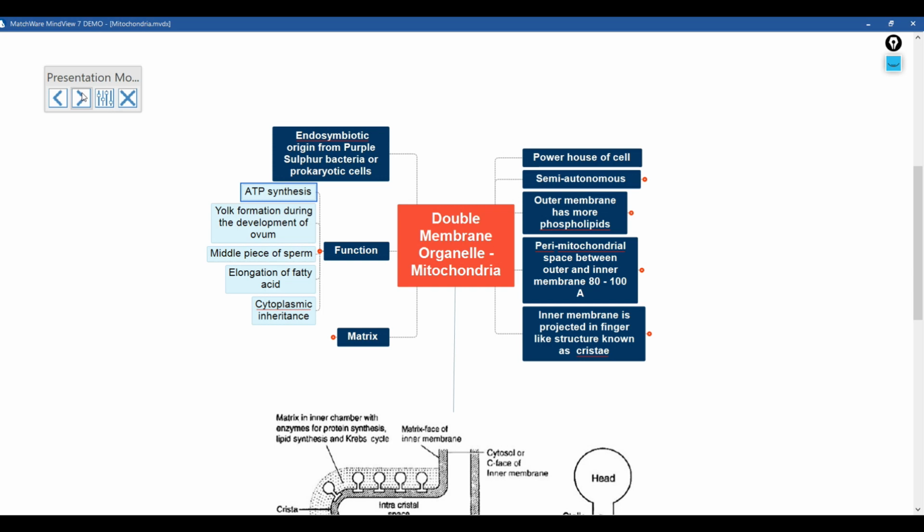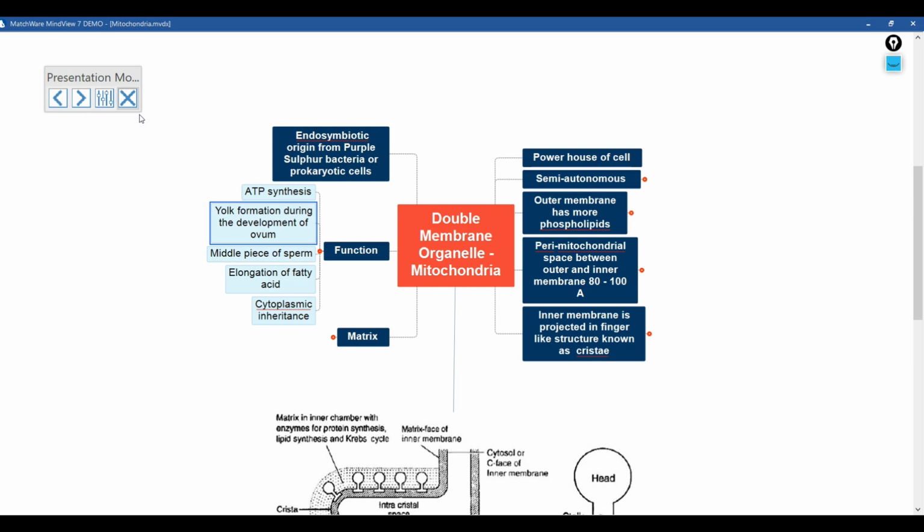Now finally, let's talk about the origin. It is believed that they have originated from purple sulfur bacteria of prokaryotic cells. That is how the mitochondria came into existence.